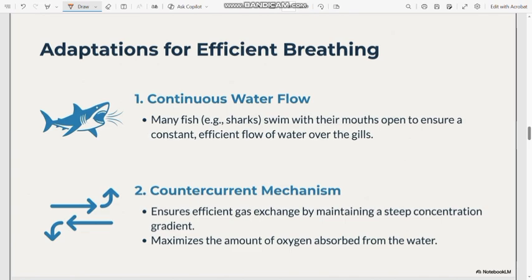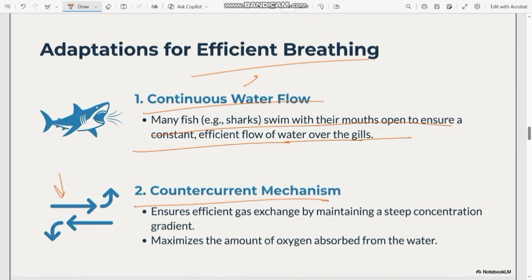What are the adaptations for effective breathing? Continuous water flow. Many fishes like sharks swim with their mouth open to ensure a constant, effective flow of water over the gills. Basically, this means that if a fish is staying in water, there's a continuous water supply. That's why if the water is bad, it affects the fishes. Number two, we have countercurrent mechanisms, which is talking about the blood. Remember, the blood flows like this, water flows like this. And so as water is flowing in, the oxygen can be absorbed immediately into the bloodstream.